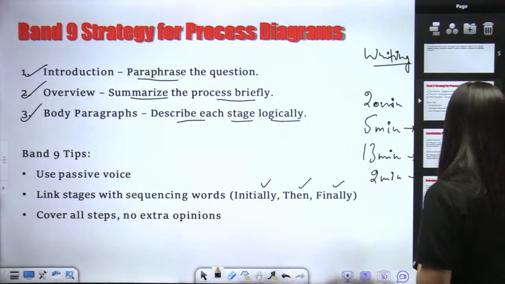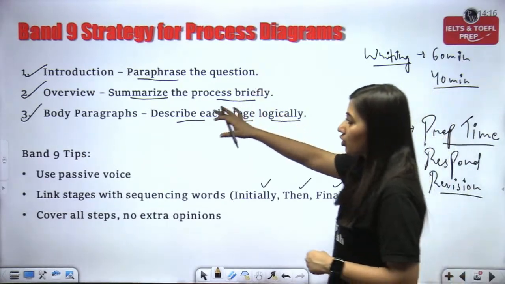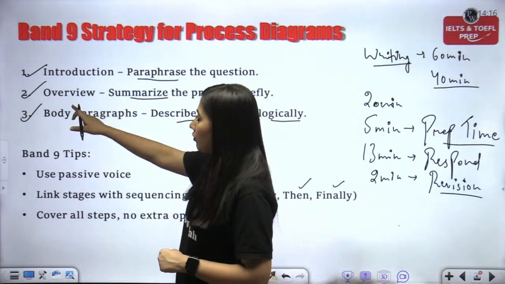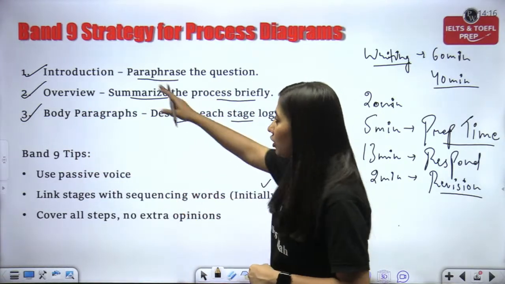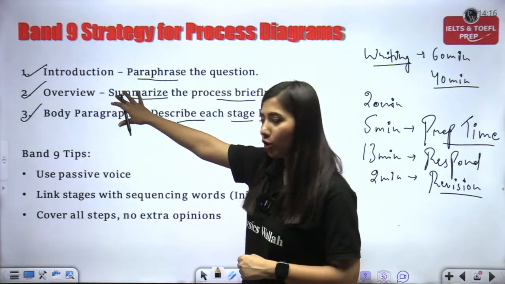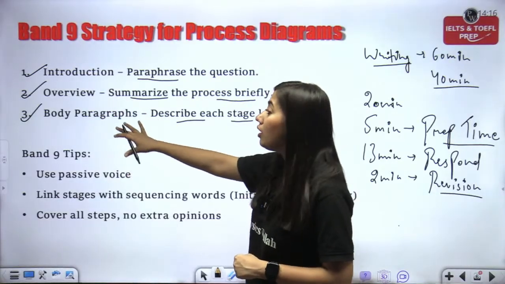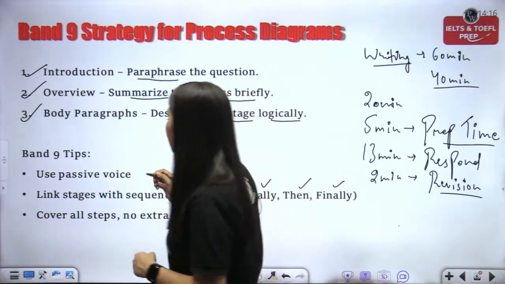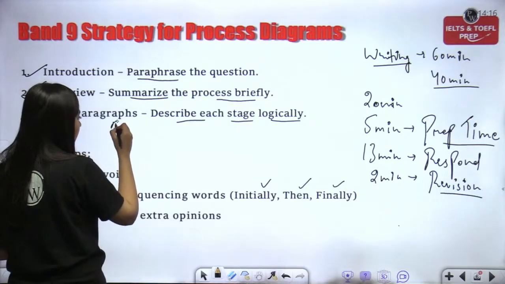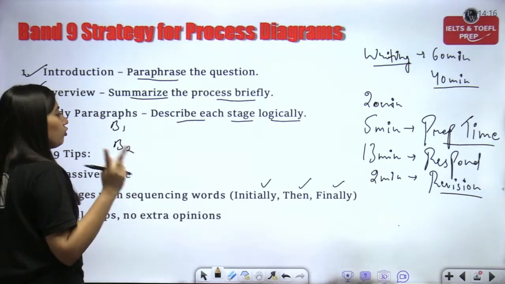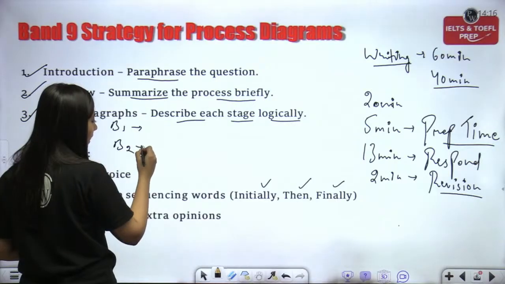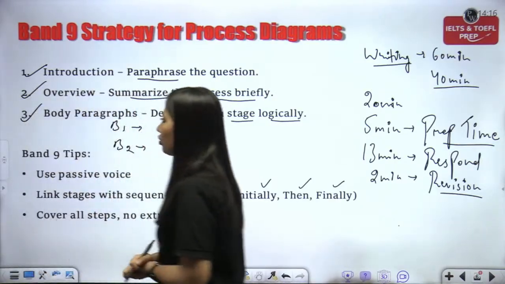Previously also, we have seen this. This was the structure: intro, overview, and body paragraphs. So it's going to go like that, right? Intro was there, we did the overview, and now we are coming on to the body paragraphs. In the body paragraphs, we have to divide it like this: body 1, body 2. Since we have got 2 figures, we will be dividing it like this: body 1, body 2.